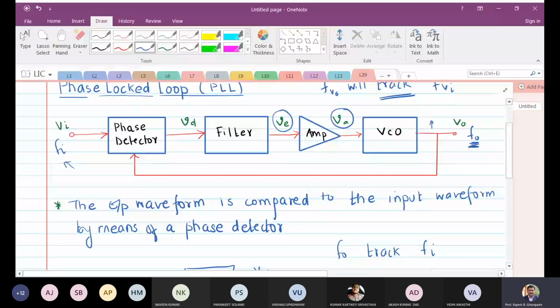Are you able to understand this? Yes, sir. Whenever Fi changes within a certain limit, Fo will also follow that Fi because it is locked. That is what I'm saying. It tracks the changes. Fo tracks the changes in Fi. Are you able to understand this? Yes, sir. Okay, let us go ahead.